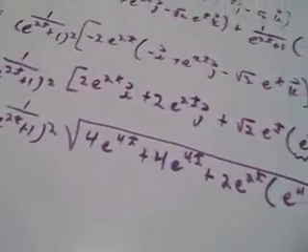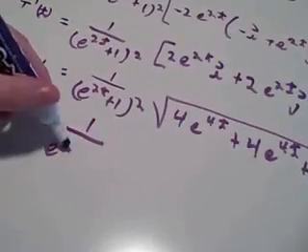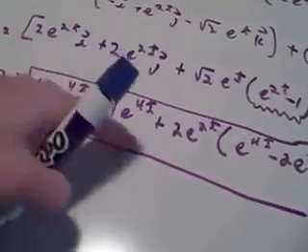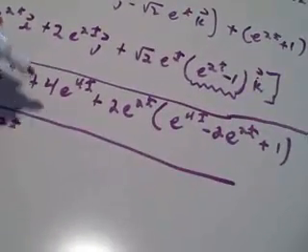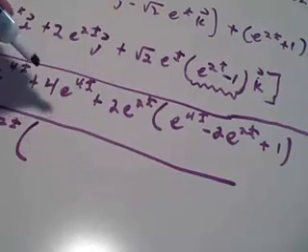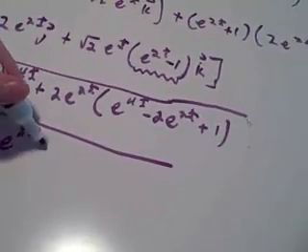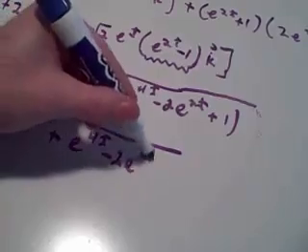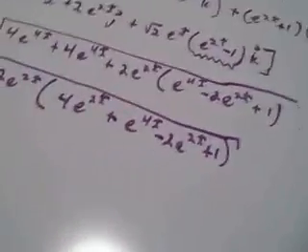Now, if I go ahead and rewrite the function on the outside, and on the inside factor out 2e^(2t) and combine these two terms, then I'm left with 4e^(2t) plus e^(4t) minus 2e^(2t) plus 1. Like so.